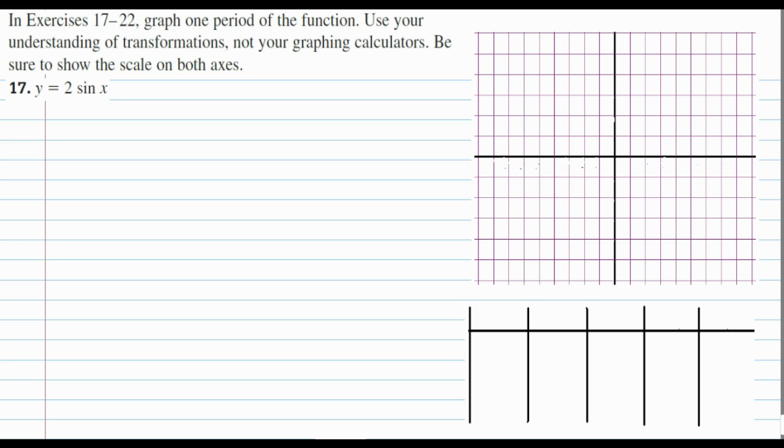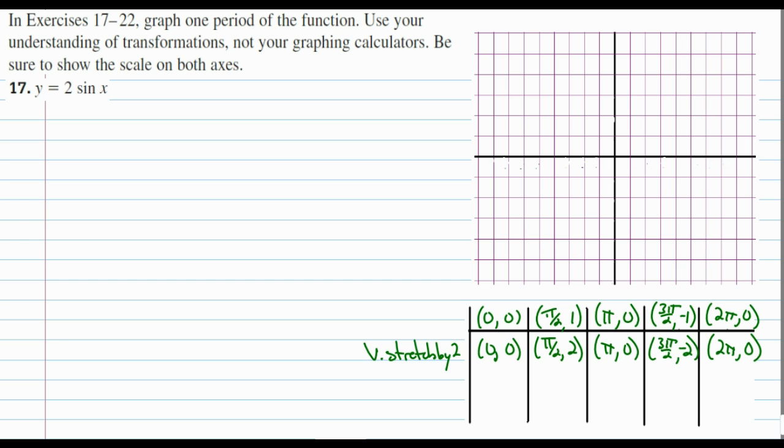Let's see here. Well, I'm going to start out with my quadrantal angles. So the sine curve, quadrantals. The sine of 0 radians is 0. The sine of pi over 2 radians is 1. The sine of pi radians is 0. The sine of 3 pi over 2 radians is negative 1. And the sine of 2 pi radians is 0. Now, the only transformation I have here is a vertical stretch by 2. So all I need to do is go through and multiply those y coordinates by 2.